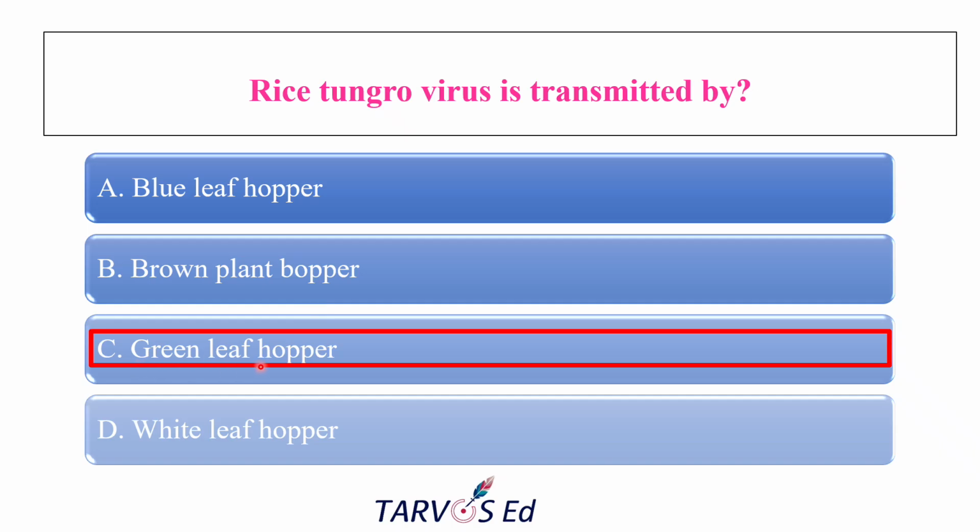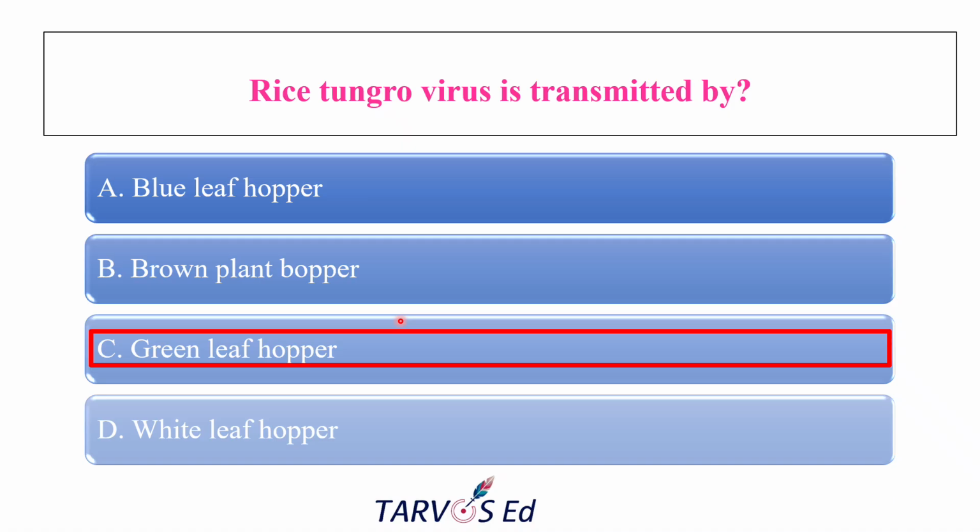Correct answer is green leaf hopper, which is Nephotettix virescens. And remember one thing, there are different species reported in the green leaf hopper: Nephotettix virescens, Nephotettix nigropictus, Nephotettix malayanus. Okay, so what happened? This green leaf hopper acquired this virus in 30 minutes, and this virus will be retained within the body for 3 to 7 days. Around 1 week, it will stay in the green leaf hopper body, and then after it will be transmitted. Okay, in 30 minutes feeding.